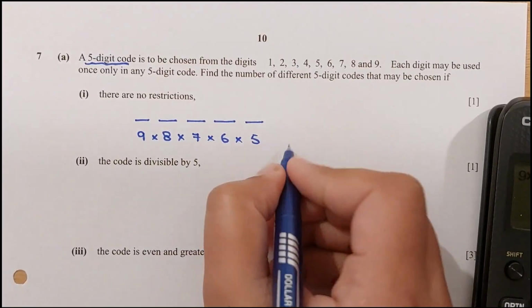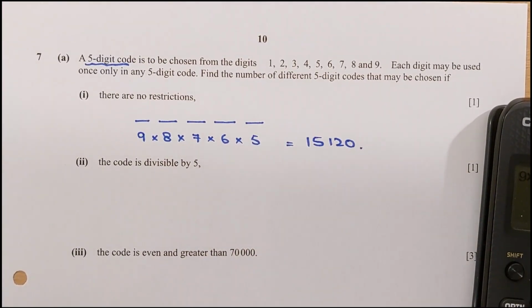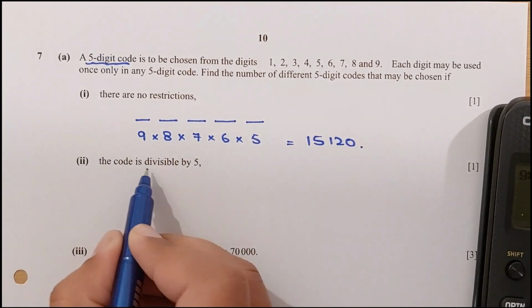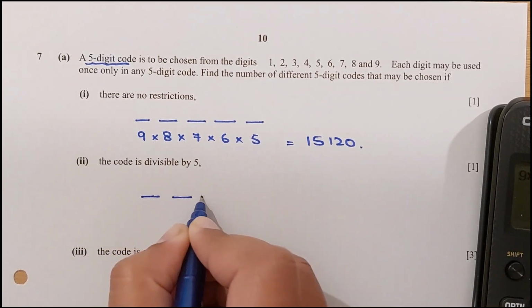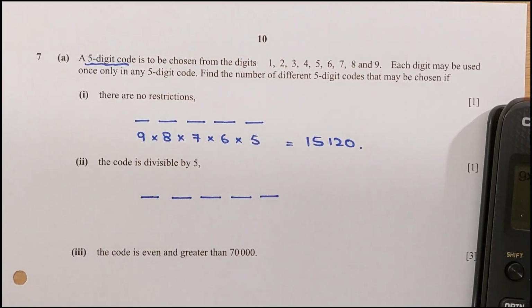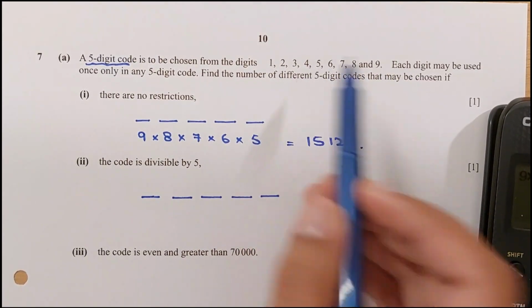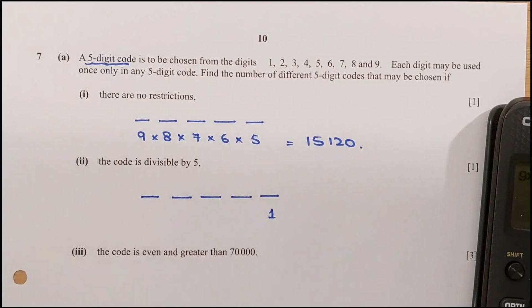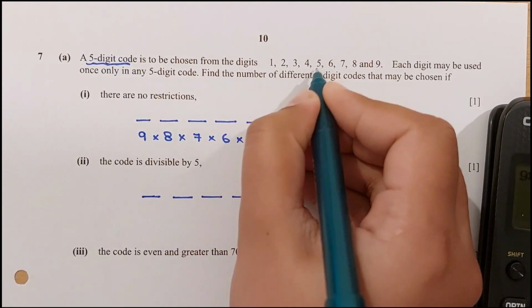15,120. We can make 15,120 5-digit codes. Now for the second part, the code is divisible by 5. Again, a 5-digit code from 1, 2, 3, 4, 5. A number is divisible by 5 if it ends in 5 or 0. Since 0 is not included in the digits, it must end in 5. So we have one option for the last digit. It ends in 5, so we have used 5.